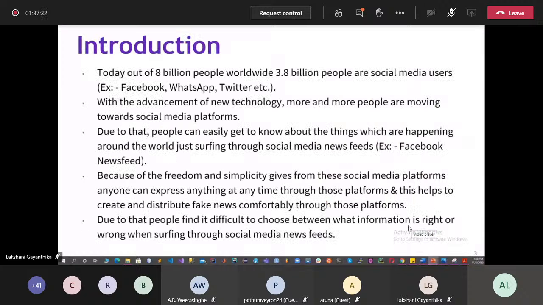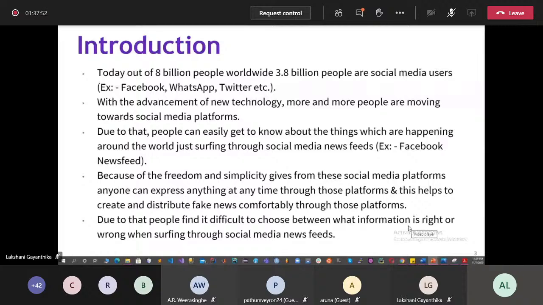Let's start with the introduction. Today, out of 8 billion people worldwide, 3.8 billion people are social media users. With the advancement of new technology, more and more people are moving towards those social media platforms. Due to that, people can easily get to know about the things which are happening around the world just by surfing through those social media news feeds.